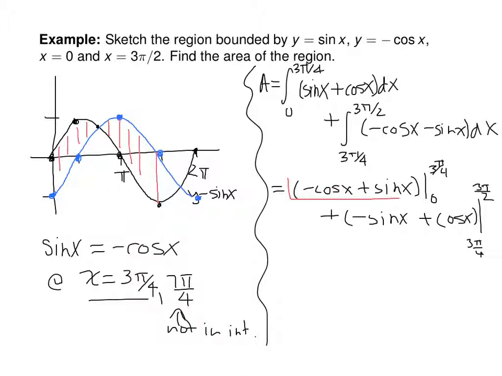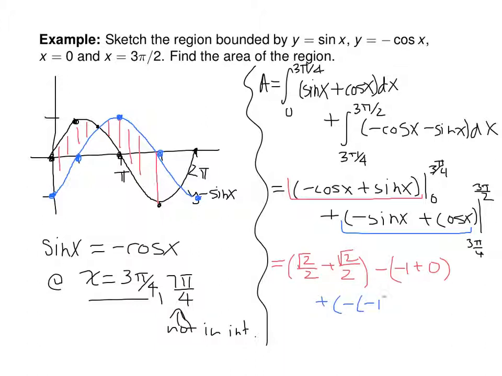Alright, let's do this first one. So when I plug in 3 pi quarters into cosine, it's negative root 2 over 2. That double negative makes positive root 2 over 2. Sine of 3 pi over 4 is also root 2 over 2. Minus cosine of 0 is 1, so I'll have negative 1 plus 0. So that's from the first one. And the second one, plugging in 3 pi over 2, the sine is negative 1, so I'll have negative 1. Cosine of 3 pi over 2 is 0. And then minus sine of 3 pi quarters is root 2 over 2.